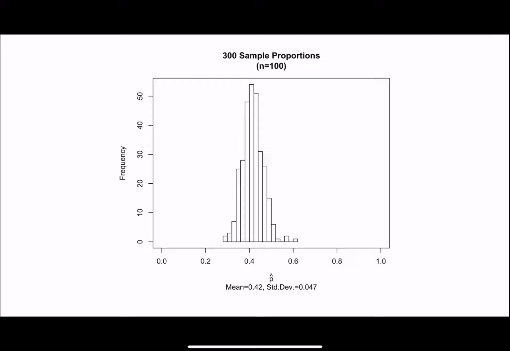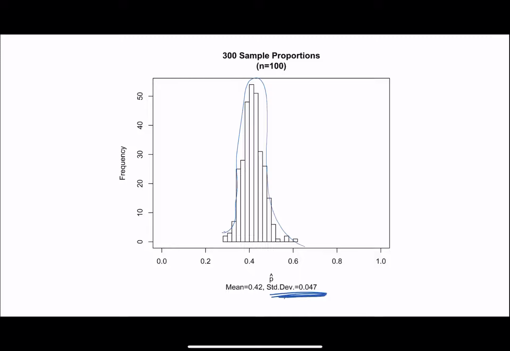So here my sample size is larger. As you see, the spread of my data is less, and we have a little bit better bell curve. My standard deviation is significantly smaller. So basically what we're doing here, let me explain exactly what's happening.